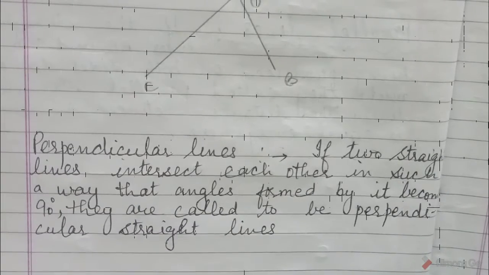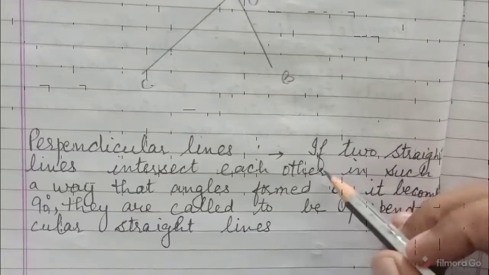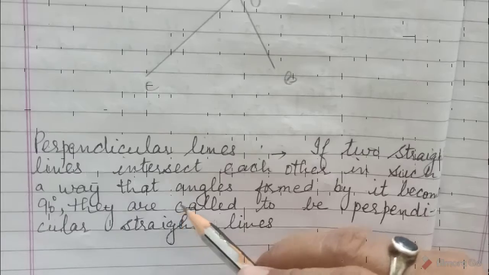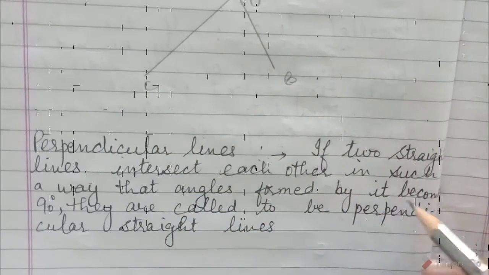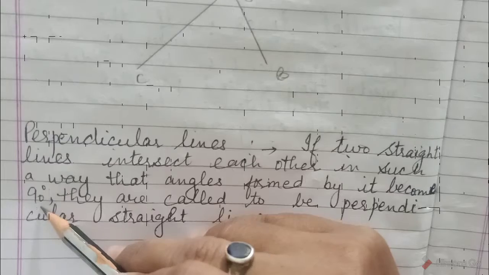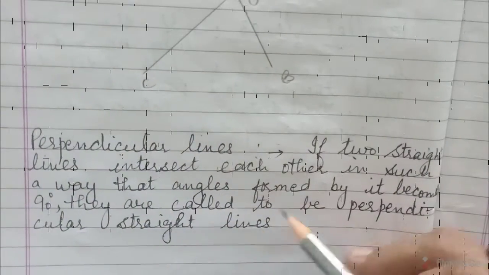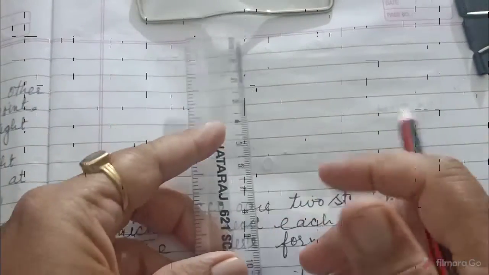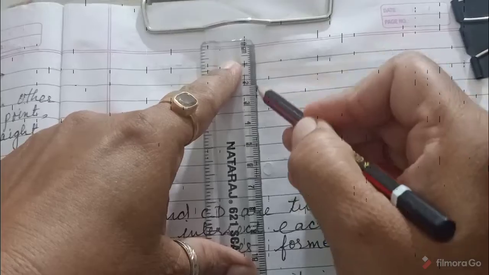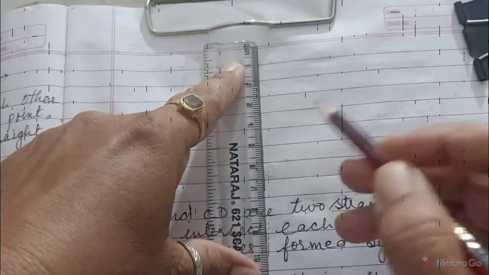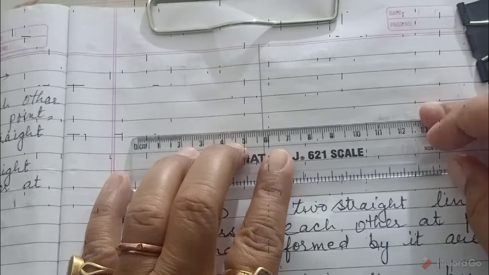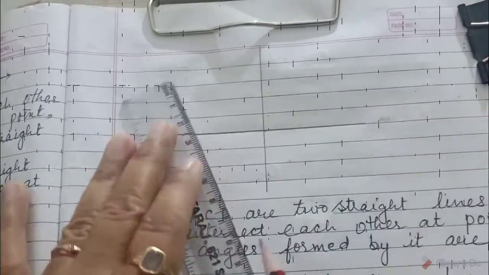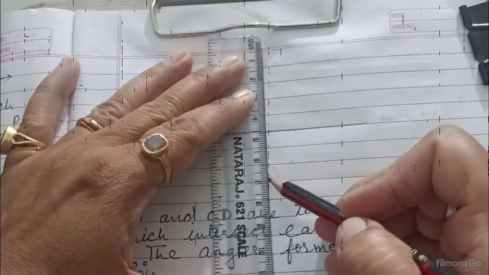Next point is perpendicular lines. What are perpendicular lines? If two straight lines intersect each other in such a way that the angles formed by it become 90 degrees, they are called perpendicular straight lines. How to draw it? Take one line as a standing line, or vertical line, and the other as a sleeping line, or horizontal line.